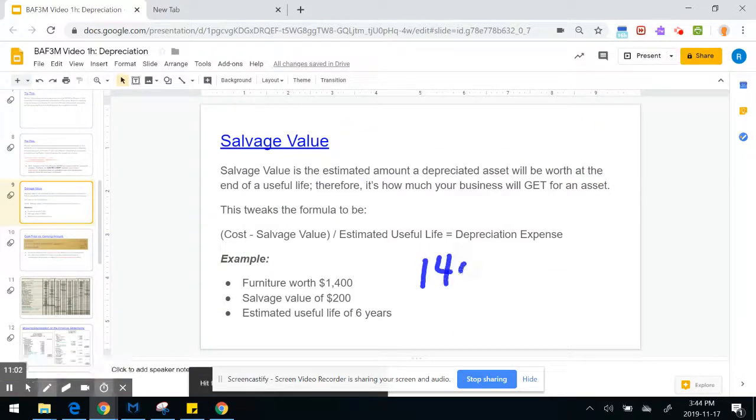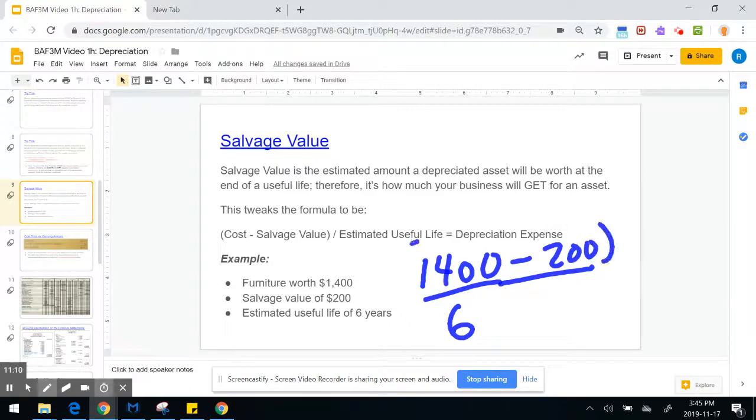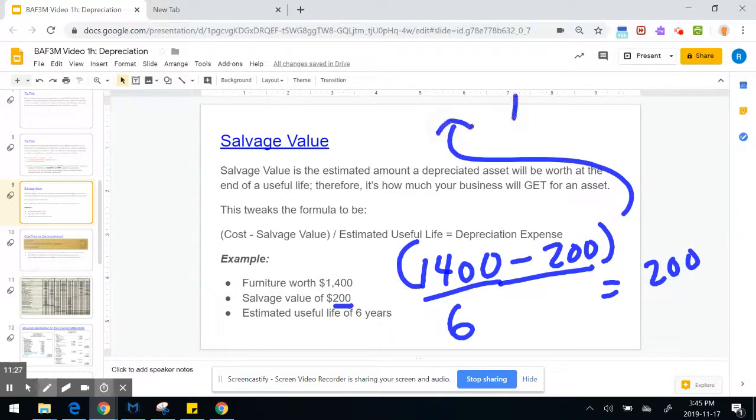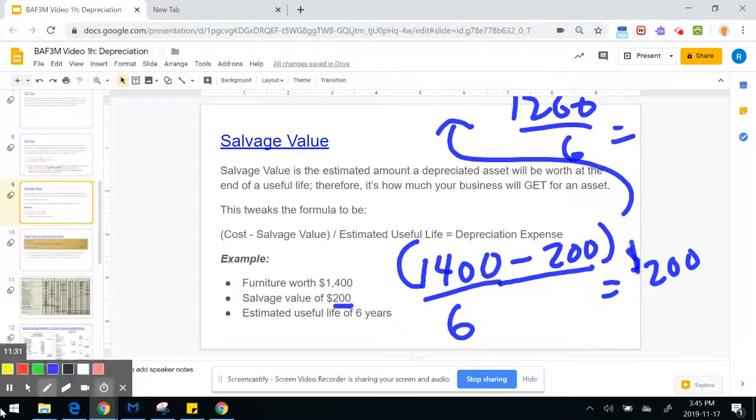So instead of just doing 1,400 divided by 6 each year, we instead do 1,400 minus the salvage value, 200, divided by 6. Because at the end of the 6th year, the end of its useful life, we're still going to get $200 for the furniture. Maybe we'll find someone to buy it, and by that time, it'll probably be worth about $200 in salvage. So here, the annual depreciation expense would be $200, right? Because it's $1,200 divided by 6, and each year would be $200 of depreciation.